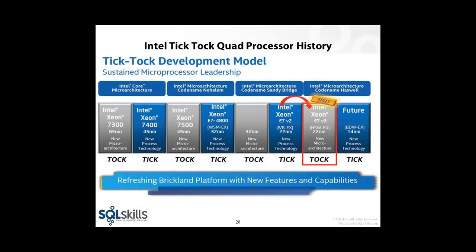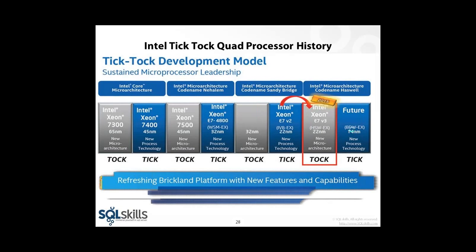All right, so here's another chart that shows the family history of the E7 line going back to about 2005, and the different code letters. And where we're at right now is Haswell EX, and then sometime later in 2016 or early 2017 they're going to go to Broadwell EX. But Tick Tock, Tick Tock. And it's just important to know these code words and what they mean.